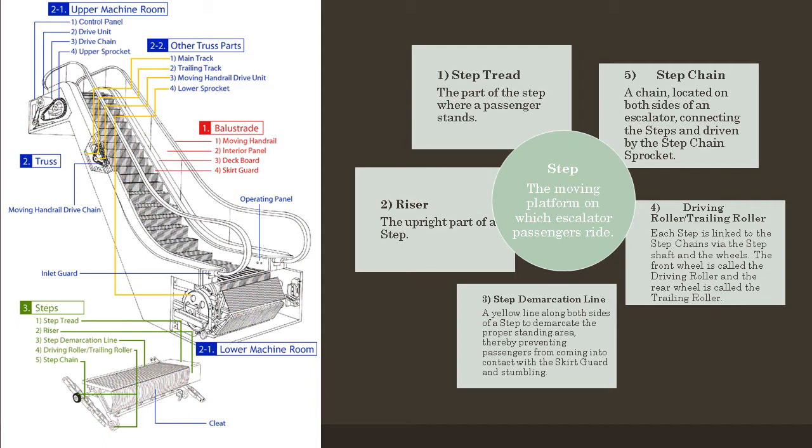4. Driving roller, trailing roller. Each step is linked to the step chains via the step shaft and the wheels. The front wheel is called the driving roller and the rear wheel is called the trailing roller. 5. Step chain. A chain, located on both sides of an escalator, connecting the steps and driven by the step chain sprocket.